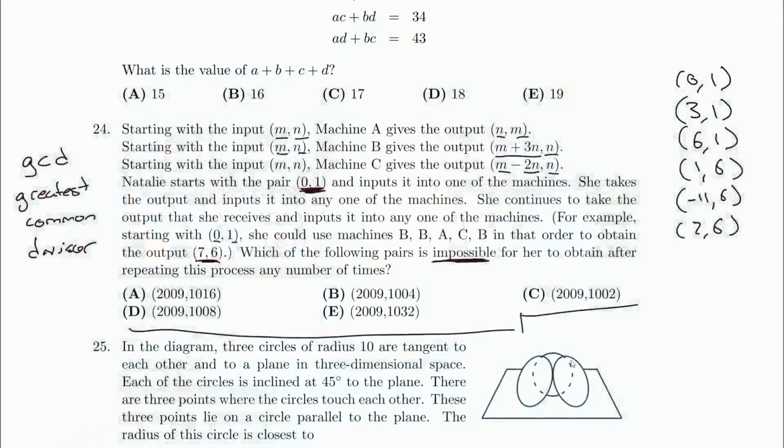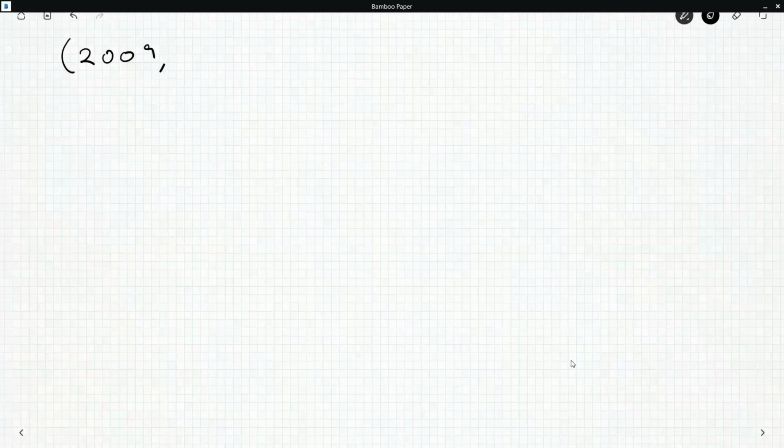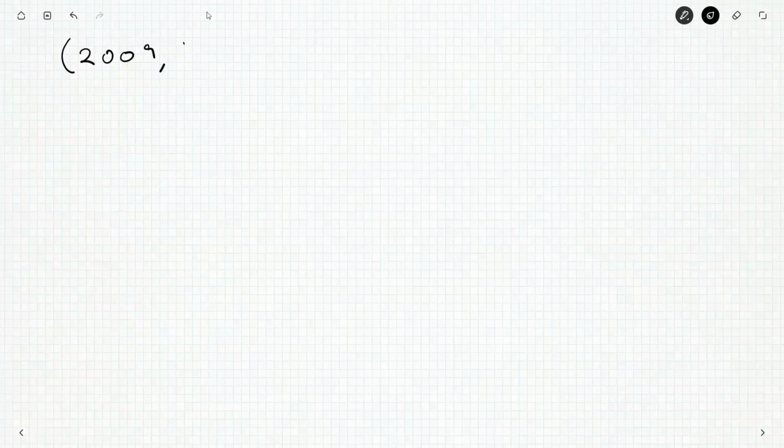So I'm just going to try and... so 1016 and 2009. What could I do? Well, I could try and subtract off 3 times 1016. I'm going to get my calculator out. I feel like this is going to be a lot of calculation.